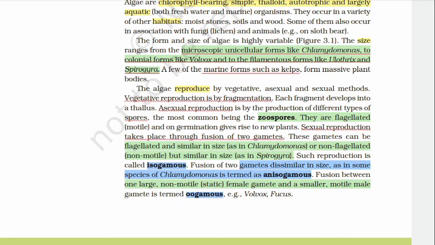They are non-flagellated, they will not move, but they are similar in size, that is Spirogyra. The main thing is they are similar in size. So the gametes which are similar in size fuse to give the algae, and this process is known as isogamous. And if the gametes are dissimilar in size, one is big and one is small, and they fuse to give an organism, that is known as anisogamous, and the example is Chlamydomonas.